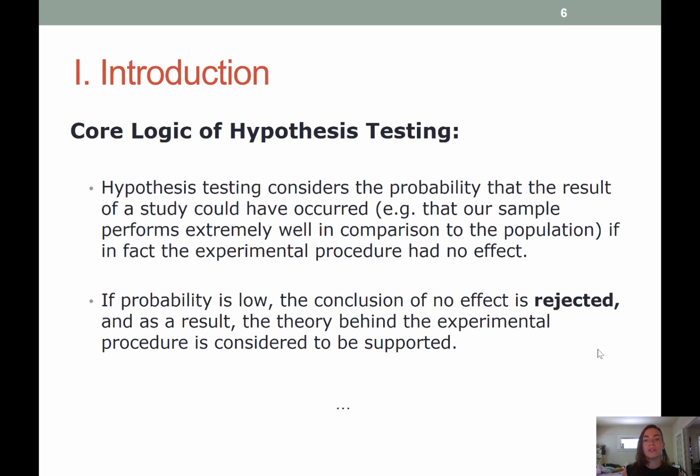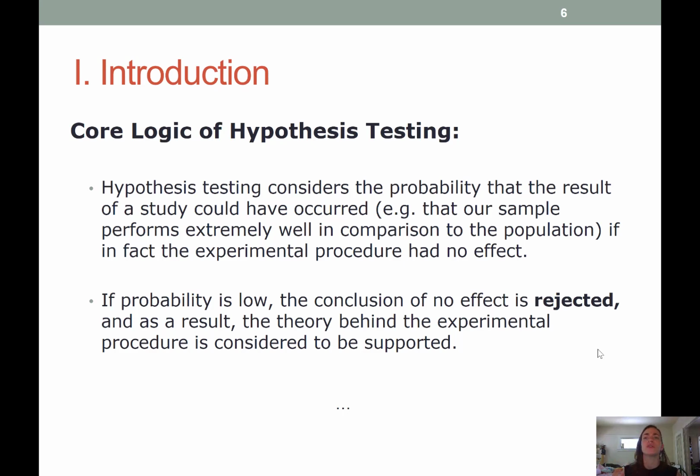So what we'll do is we'll consider the probability that the result of my study, or the difference in groups that I witnessed in my study, could have occurred if, in fact, the experimental procedure had no effect, or if, in fact, there's no effect in the real world. So how likely is it that I would have witnessed an effect by chance if in reality the treatment isn't working or the intervention isn't working?